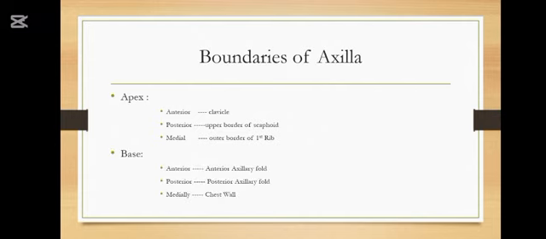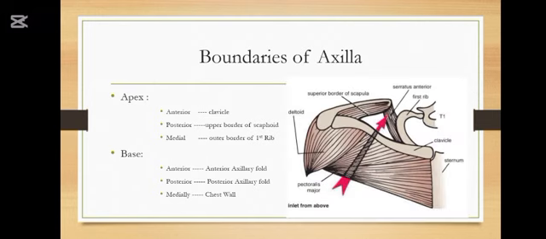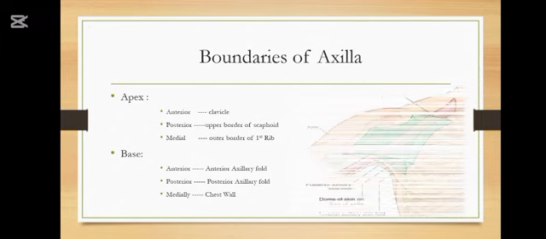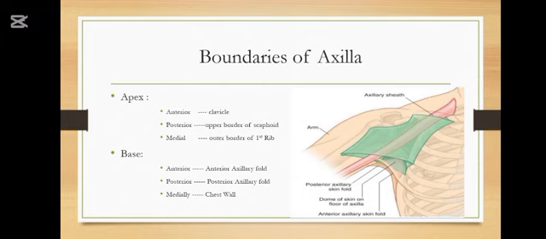Then the base. In the base, anteriorly is the anterior axillary fold, posteriorly is the posterior axillary fold, and medially is the chest wall. In this diagram, you can easily differentiate the apex, in which medially is the outer border of the first rib, anteriorly is the clavicle, and posteriorly is the superior border of the scapula. In the base, anteriorly is the anterior axillary fold, posteriorly is the posterior axillary fold, and medially is the wall of the chest.